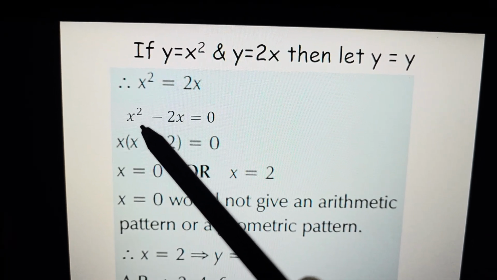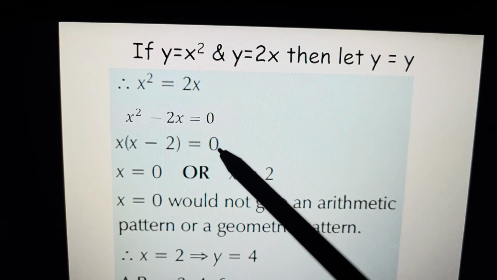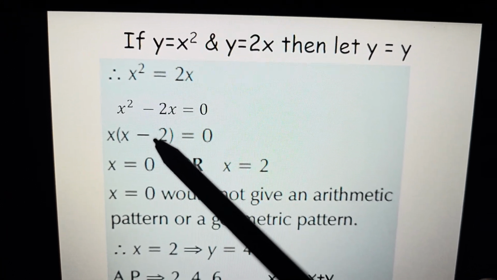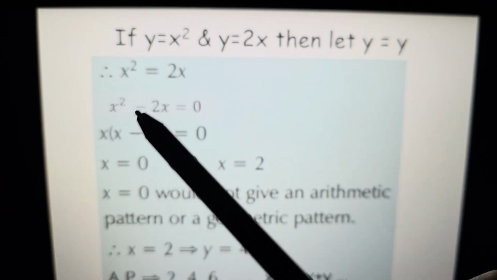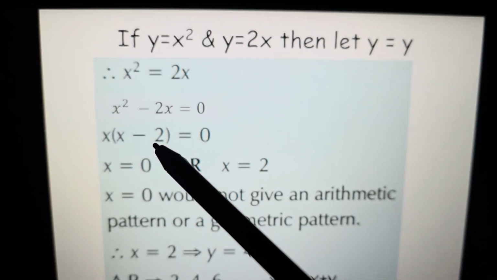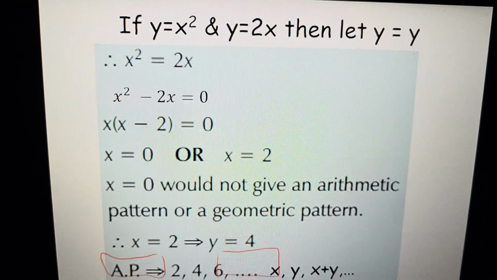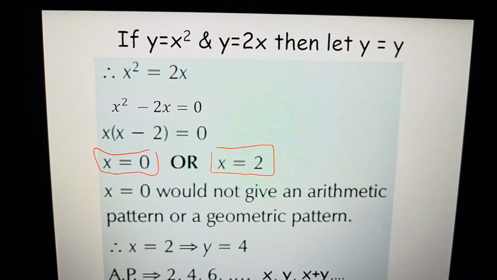Highest common factor is x, a bracket x minus 2, all equal to 0. They're your two factors. Therefore, x is either equal to 0, I should say, or the bracket equals 0. If the bracket equals 0, bring over the minus 2 and you'll get x equals 2. So I have two solutions for x, but you have to check which one of them makes sense.